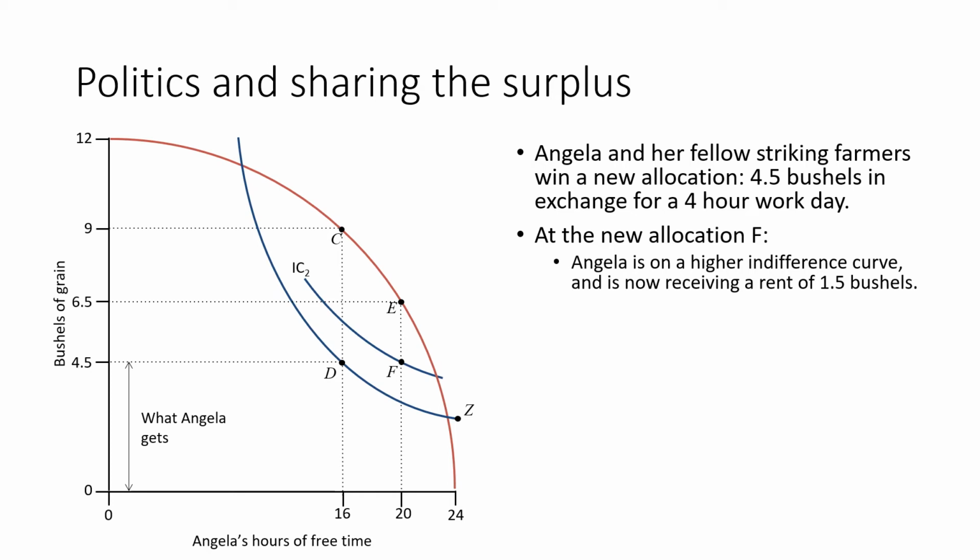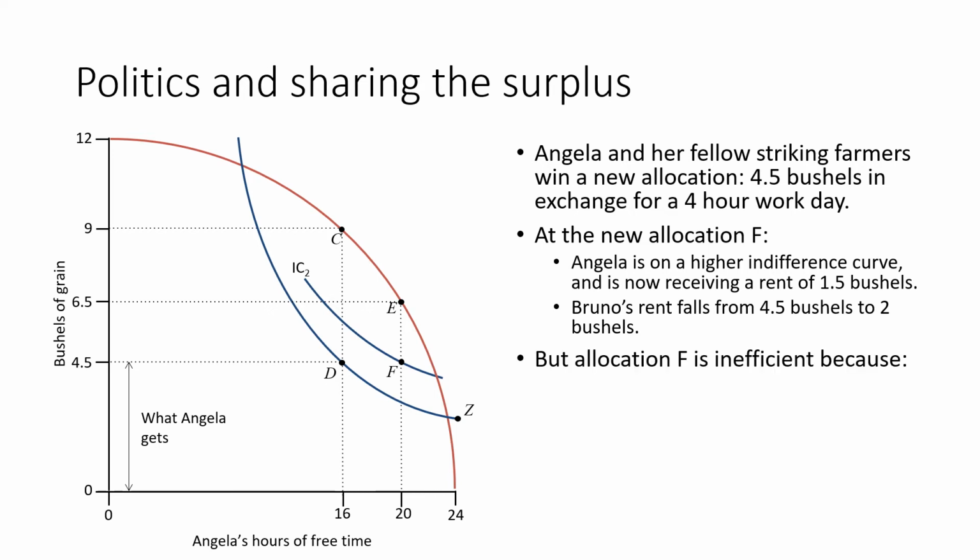In fact, this new indifference curve 2 is always 1.5 higher than where we were on our original indifference curve. No matter where you go, right or left, the gap here is the same. It might look to you like it gets closer and closer as you move this way, but the vertical distance actually does not get closer and closer. Bruno's rent then falls from 4.5 bushels, which is what he got when you were at point D, to a mere 2 bushels, which is the vertical distance between E and F.